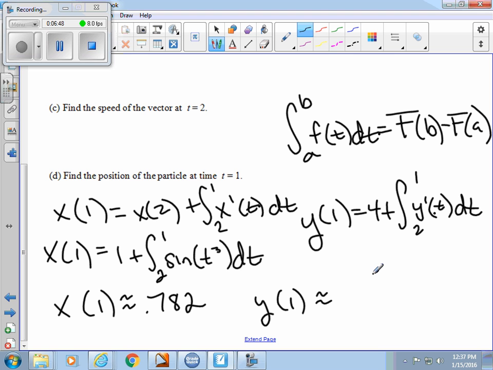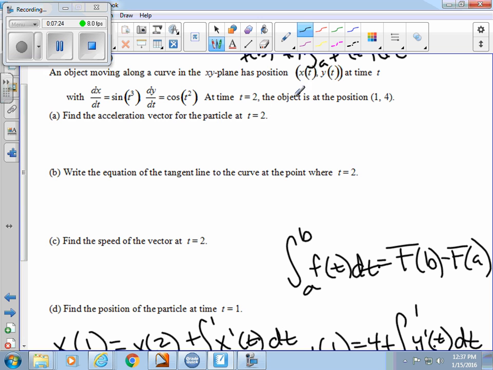Any clarification needed? Yeah, why are the limits 2 to 1? So we're still going from the same time values. So this integral here gives me the displacement on y. Are you asking why they're the same as the x? Or just in general, why is it 2 to 1? Okay, in general, why is it 2 to 1?